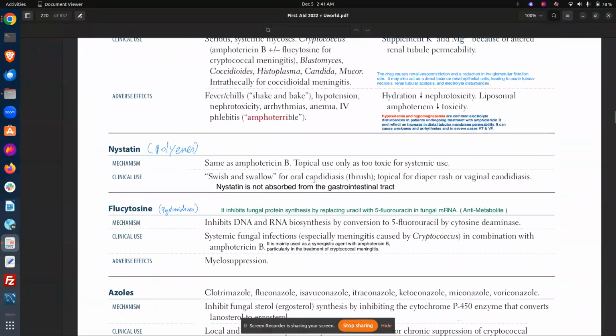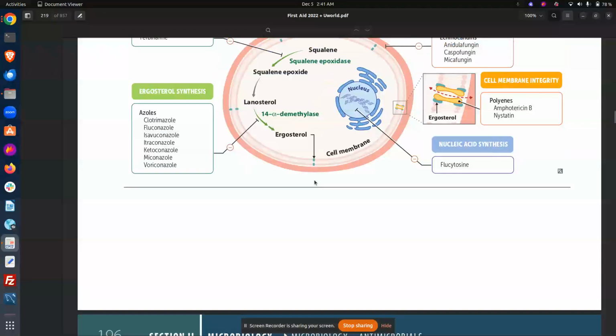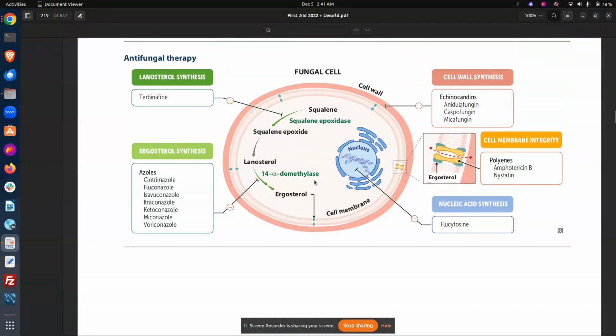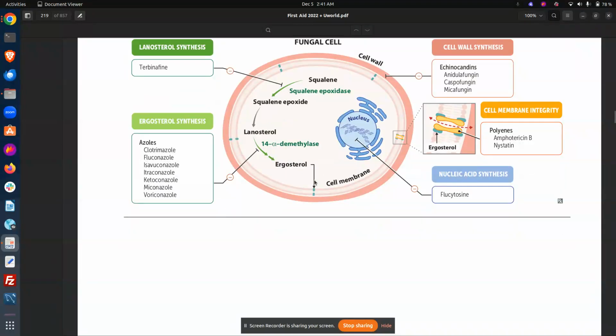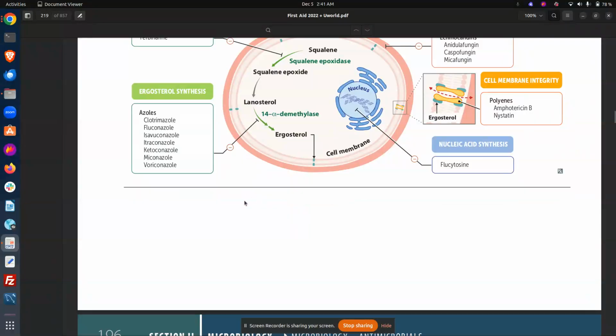Now we'll talk about the second class of antifungal drugs, which is azoles. Azoles inhibit ergosterol synthesis. Okay, so look at this image again. Lanosterol gets converted to ergosterol by the enzyme 14 alpha demethylase. So all azole drugs inhibit 14 alpha demethylase, so they inhibit the synthesis of ergosterol.